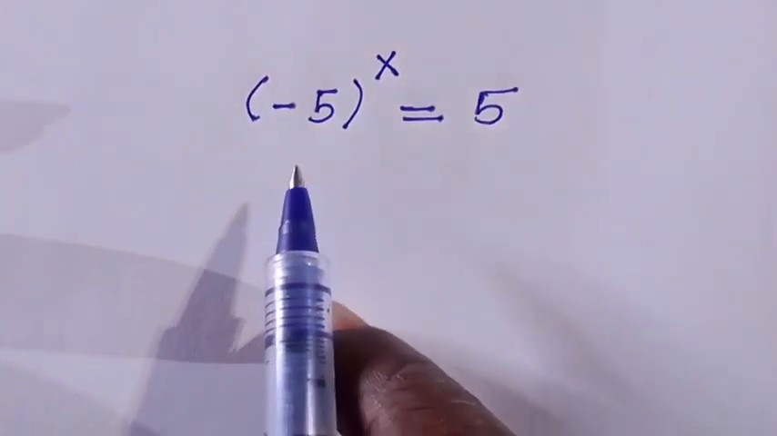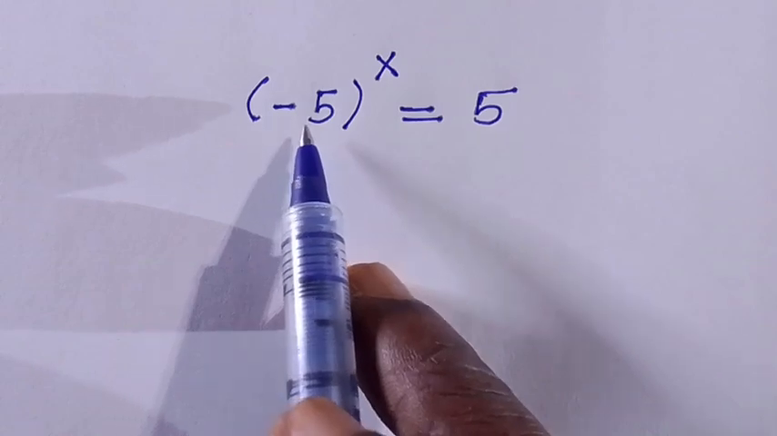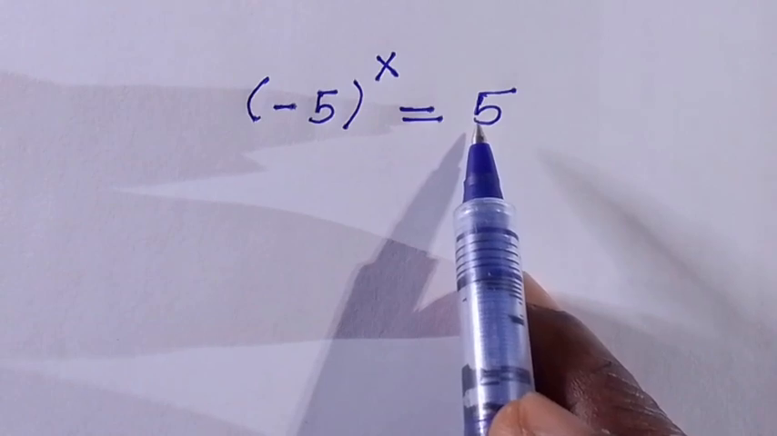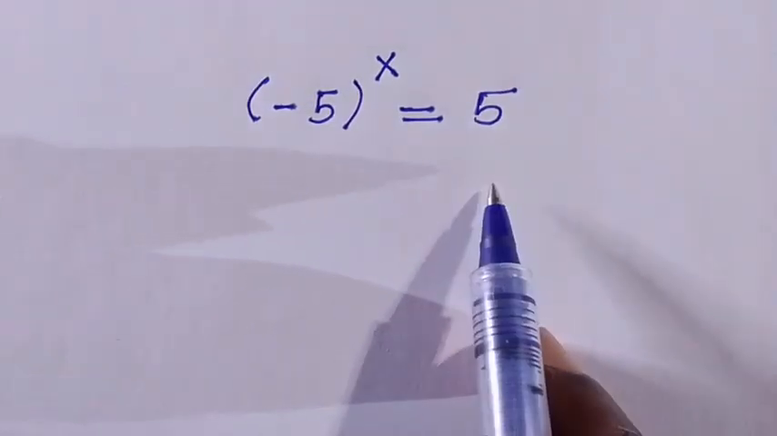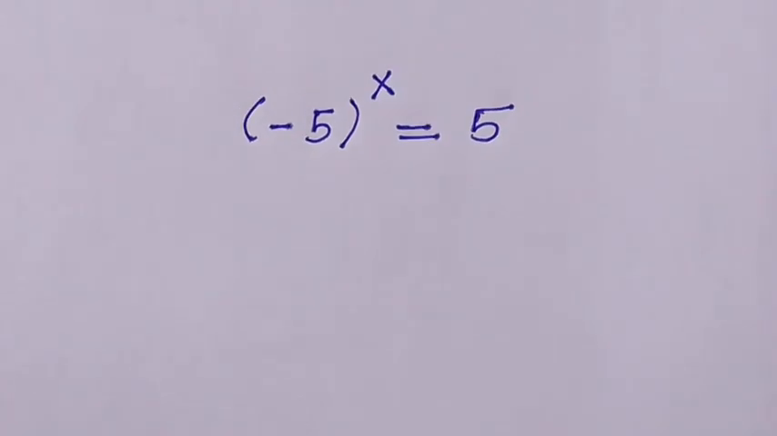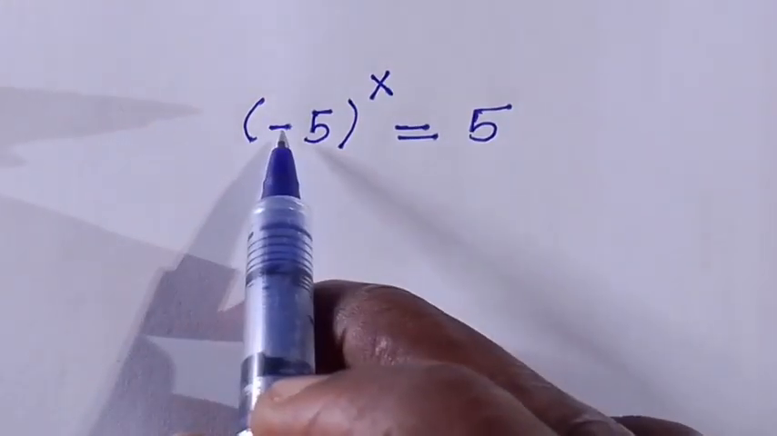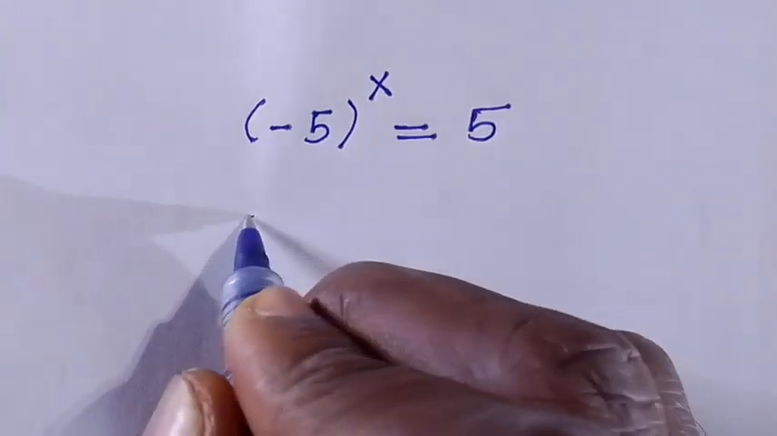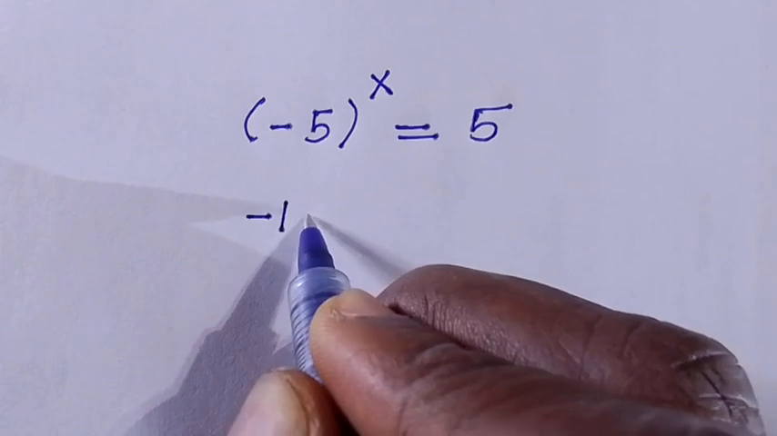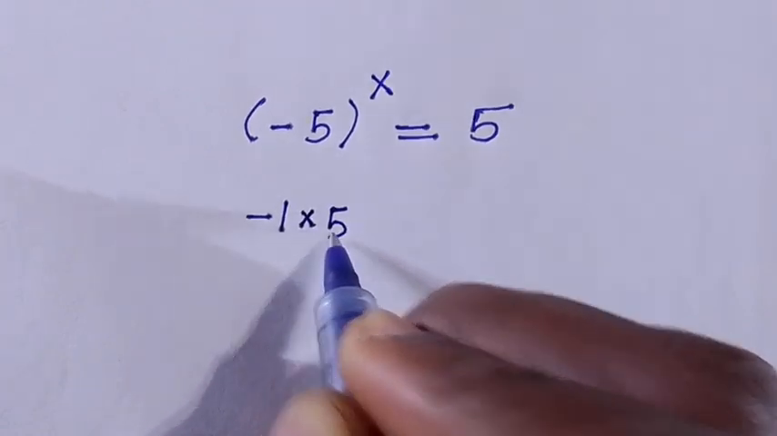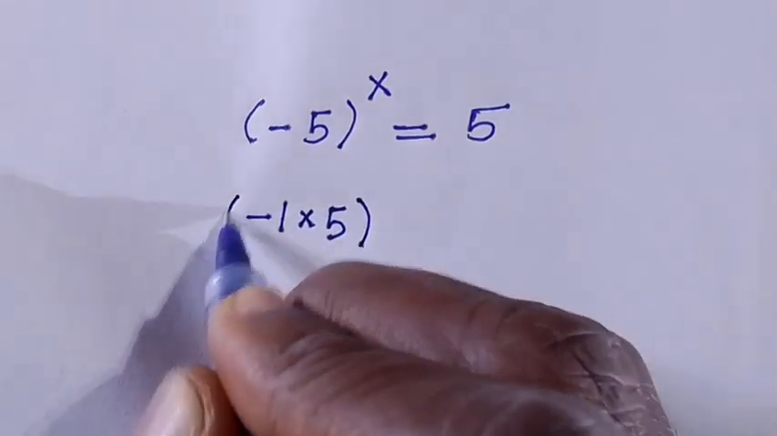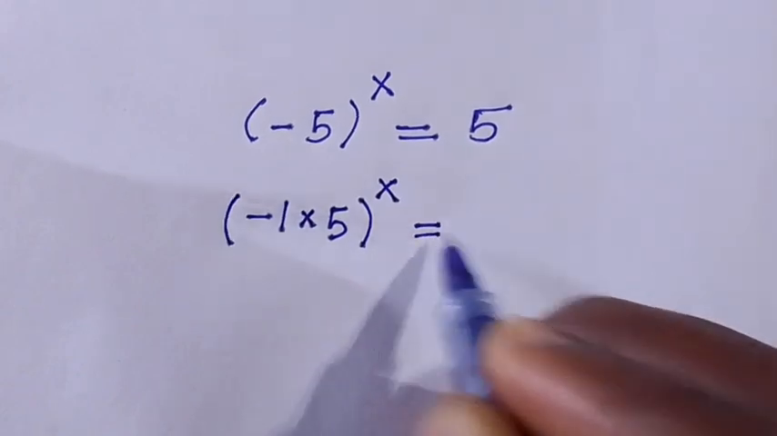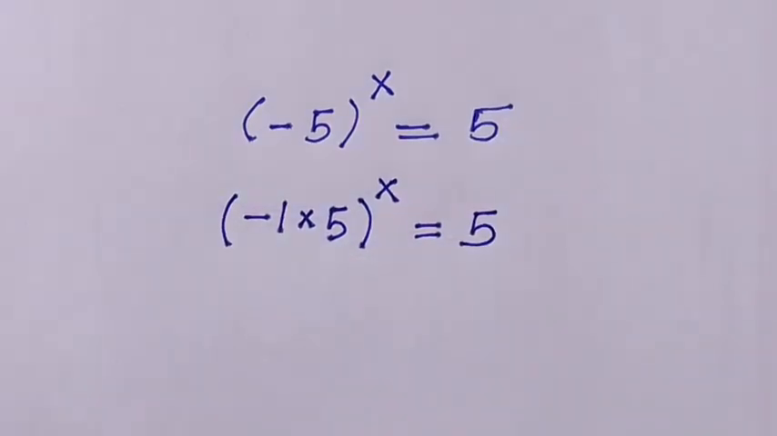Here we want to solve these exponential equations where we have minus 5 to the power of x equals 5. And to solve this kind of a problem, what we do first here is, the value here is negative. So we have to recall something that, suppose we write this as minus 1 multiplied by 5. So it's still the same thing as minus 5. Then raised to the power of x equals 5.